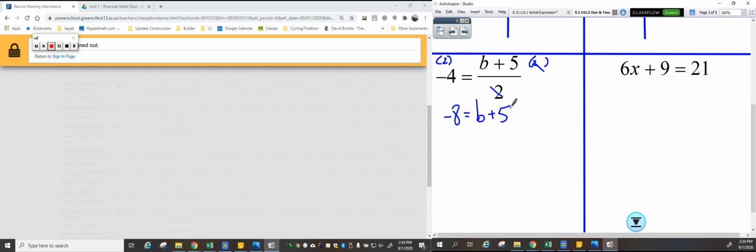Okay? Now again, two-step equations. We just did one of the steps. How many more steps do I have to go before I'm done? 1. This is a plus 5. What do we do to both sides? That's right. So now I eliminate this, and b equals what? -13. Okay? -13.